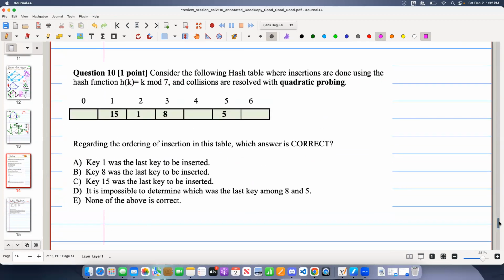I'm going to quickly go through these because hashing is very important. It's one of the things you covered. I was there in the lecture when you covered it. So let's go. Okay, what is the order of the keys in this table? It's asking, regarding the order of insertion in this table, which answer is correct?